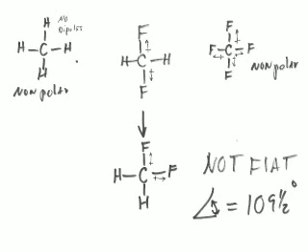This is something we've talked about before. You have to keep in mind the blackboard is flat. It makes everything look flat. None of those angles are 90 or 180 degrees. There's 4 pairs of electrons around the carbon. They're going to be in a tetrahedron. This is a 3-dimensional shape. All those bond angles are going to be about 109 degrees.